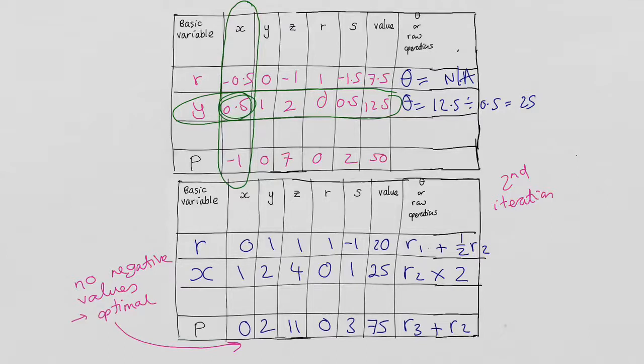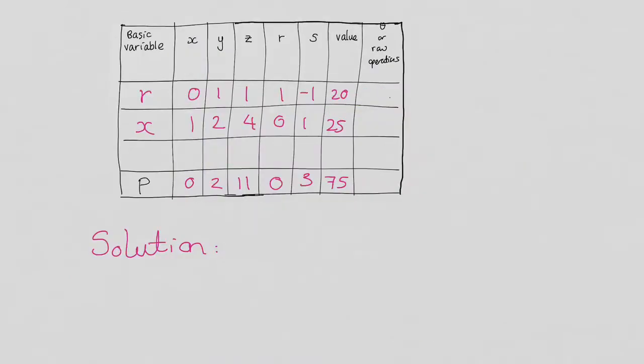Now to read off the solution from here. So we've looked at a couple of different vertices. We started off with R and S being 0. We then brought Y into the solution. It wasn't quite good enough. We've now brought X into it, and it seems we've got our optimum solution. So, to read off here, R is equal to 20, X is equal to 25, P is equal to 75. So R equals 20, X equals 25, the profit is 75.